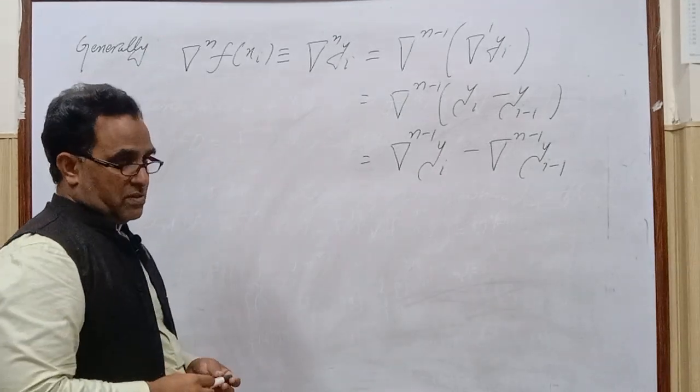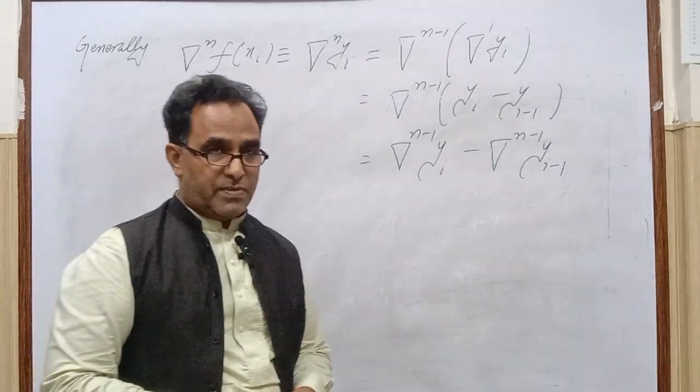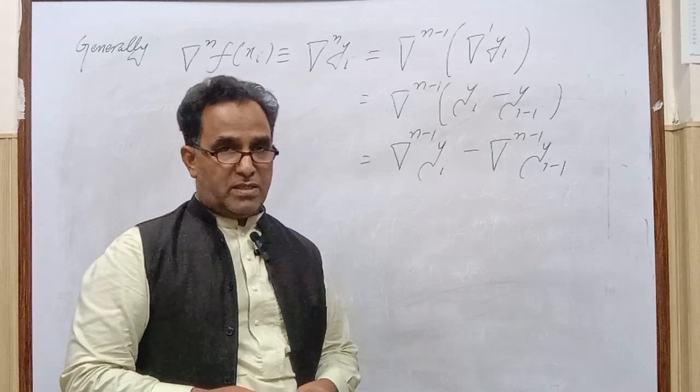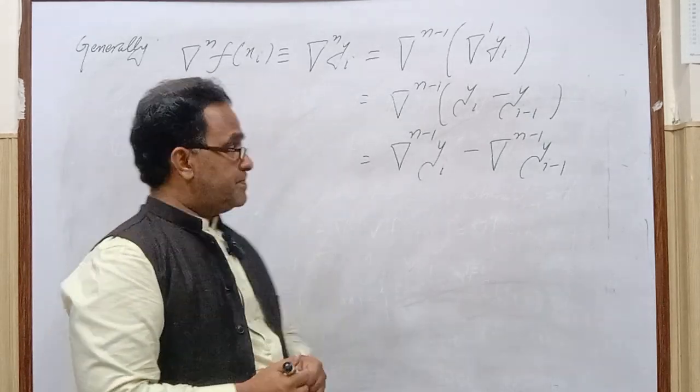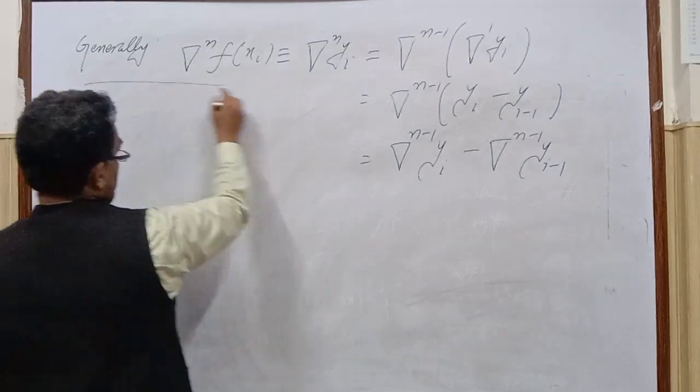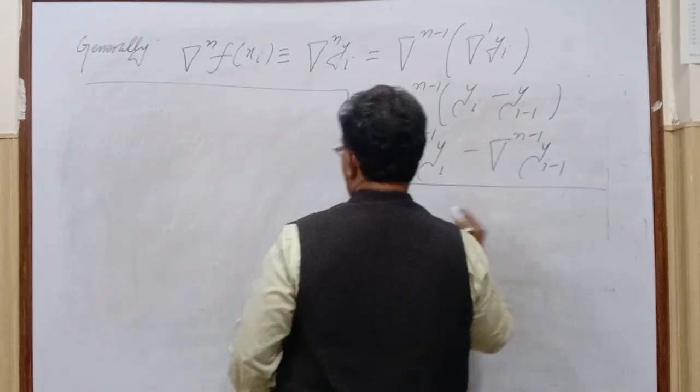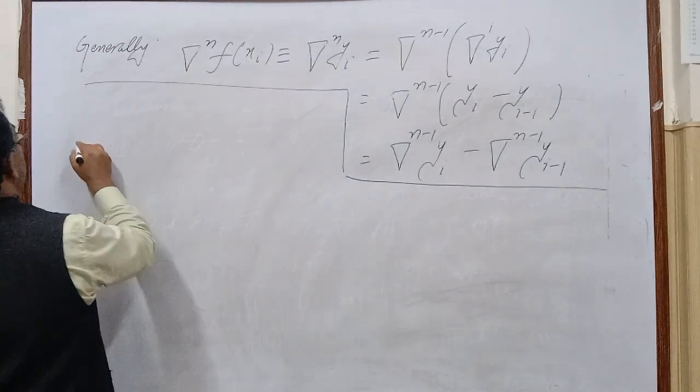Okay, just like we did in case of forward finite differences, we can also write down here a table of BFTs, right? Like this. The table of BFTs.